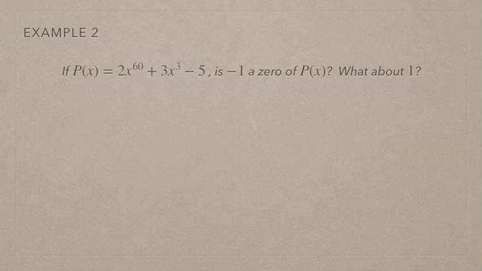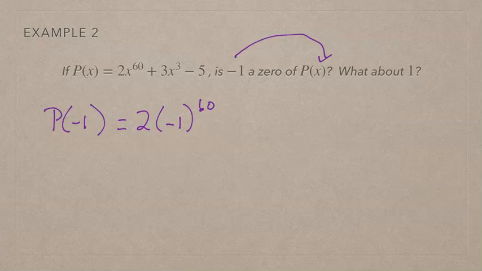This is what is nice about this. The remainder theorem says that if I'm interested in p of negative 1, to see if negative 1 is a 0, all I have to do is figure out if p of negative 1 equals 0. If it does equal 0, then negative 1 is a 0. If it doesn't equal 0, then negative 1 is not a 0. So I'm going to plug negative 1 in.